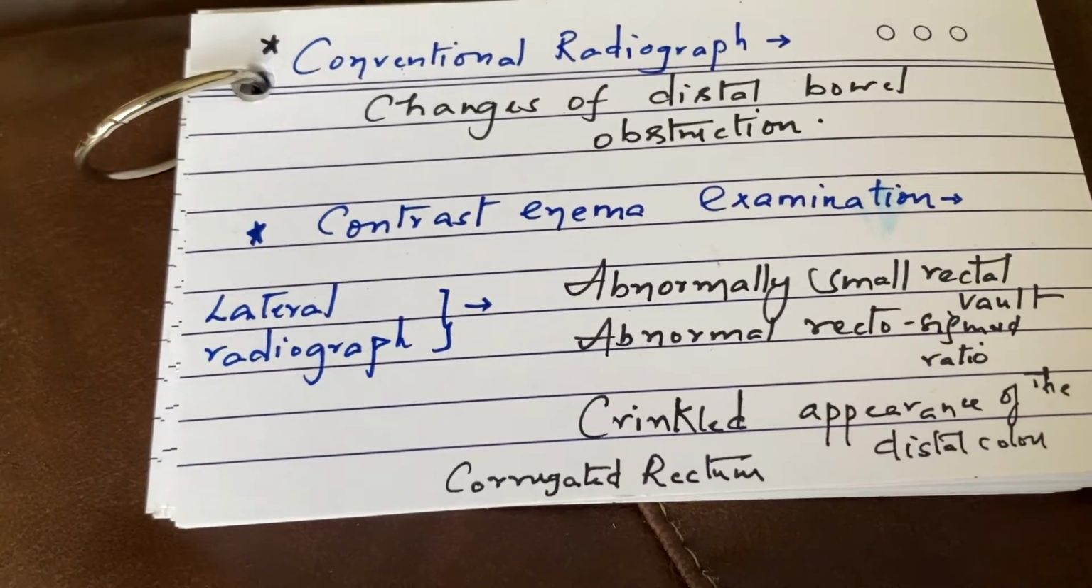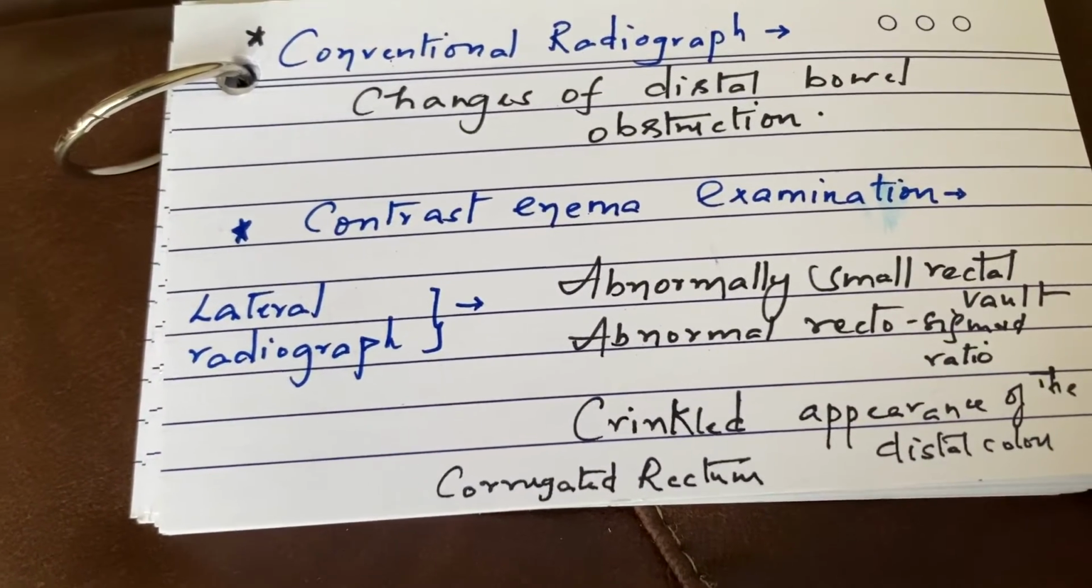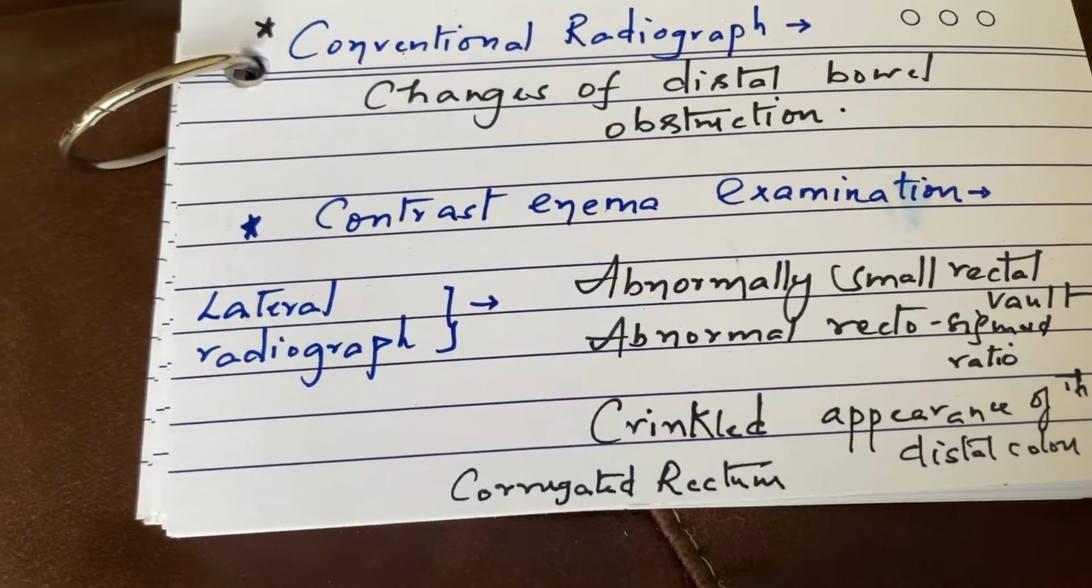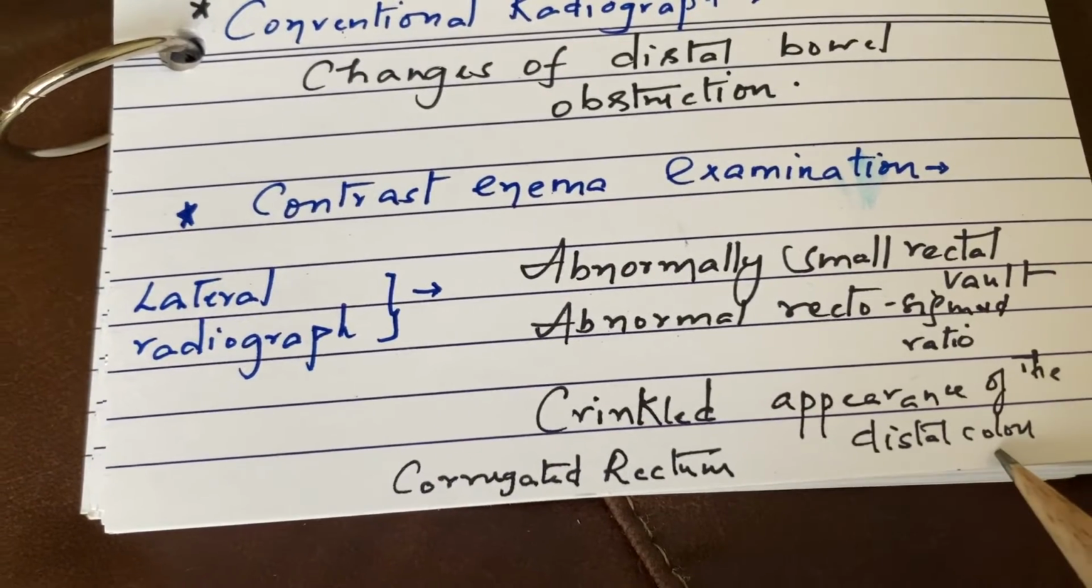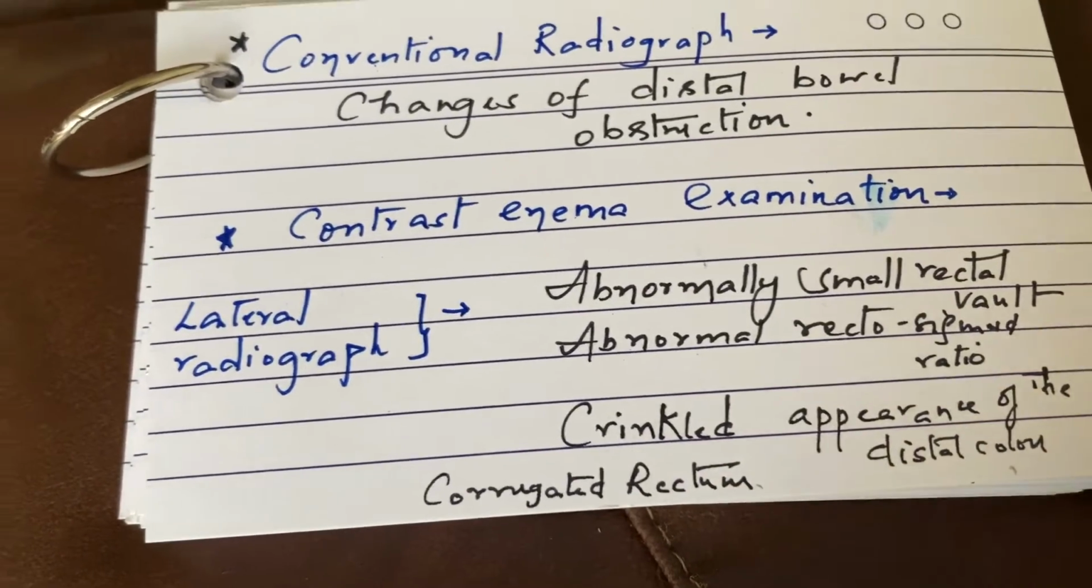And the transition zone: above the rectosigmoid, if the rectum is involved, there will be a transition zone between the rectum and sigmoid. The sigmoid part will be dilated. There will be a crinkled appearance of the distal colon and a corrugated rectum.